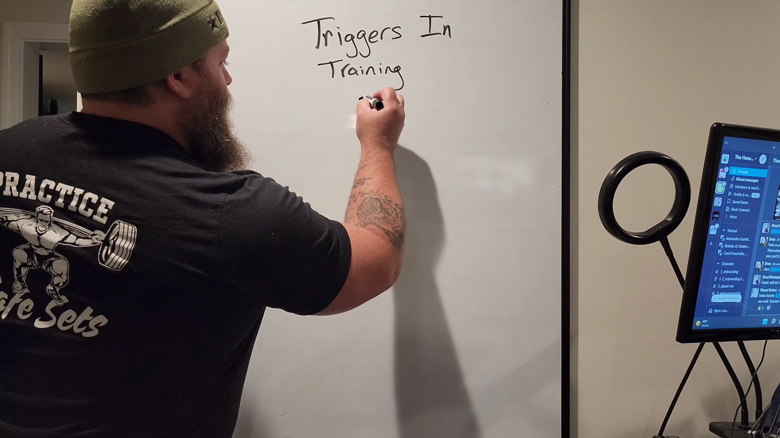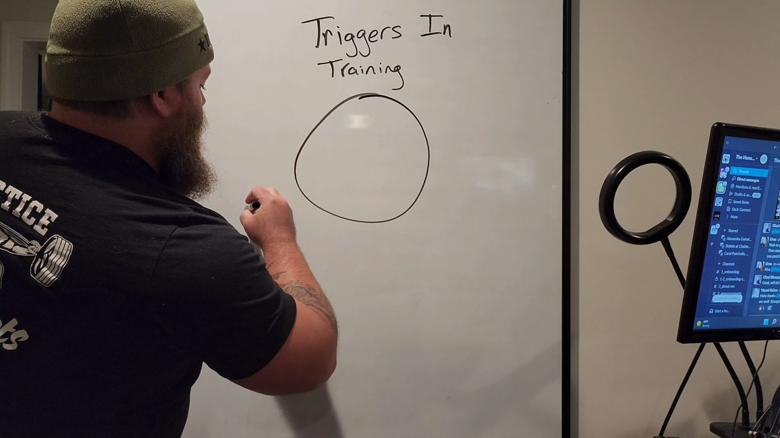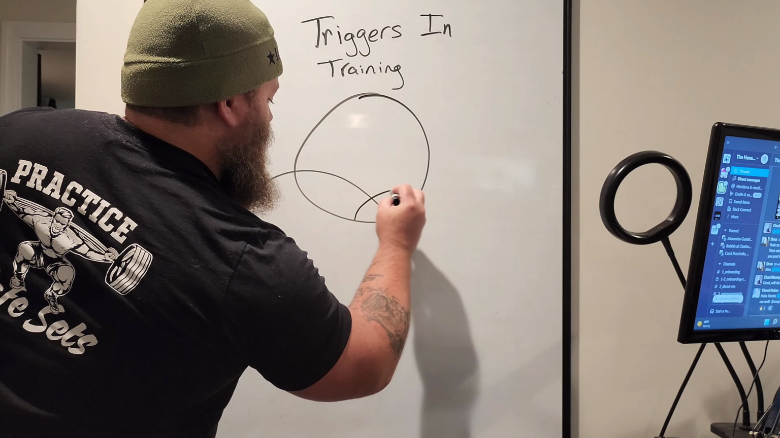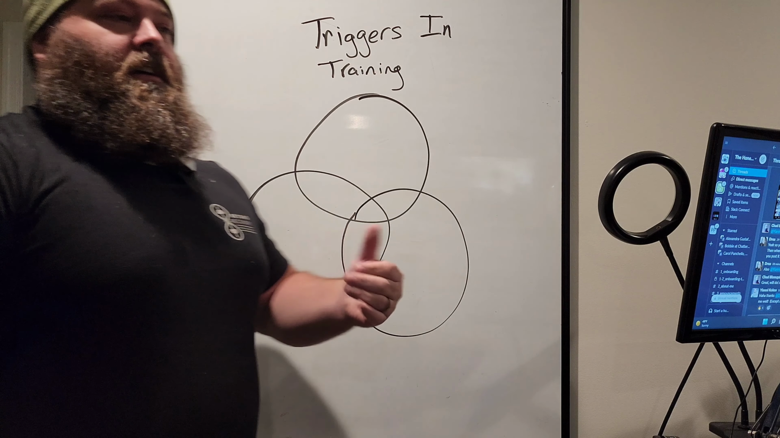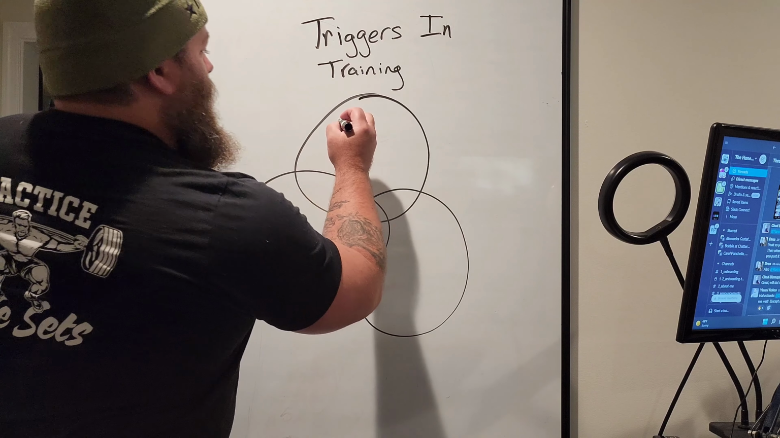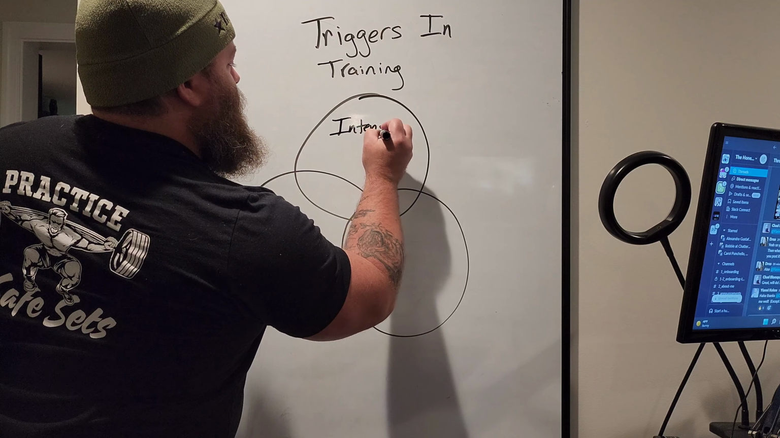It ends up looking like a Venn diagram. We have first big one, we've got second big one, and then we've got our third big one. Now, I'm not going to tell you how many times I tried to draw a Venn diagram because I'm terrible at it. But I break it up into three categories. The first one is going to be intensity.